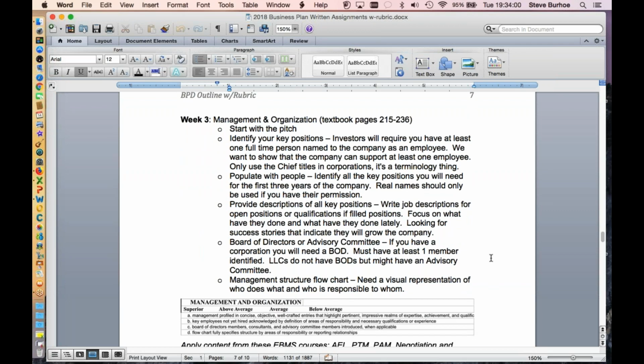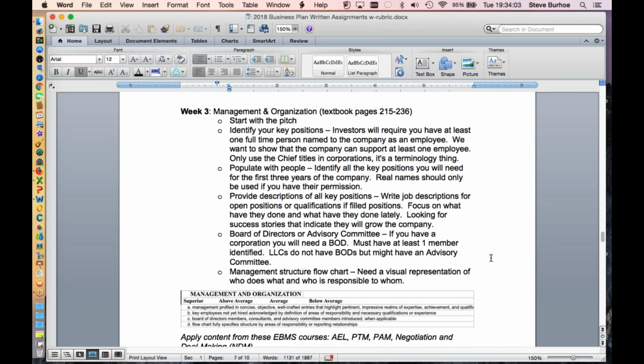The third chapter is your management and operations, management and organization. So again, start with the pitch and then tell me what are your key jobs. Now, if you're going to be adding people down the road, just identify what jobs and when you're going to add those jobs. Now, investors are going to want at least 1 real name. And it can be you. It doesn't have to be, but you need at least 1 real person that's full-time. And we do that primarily so that when we get into the financials, we make sure that your business can at least support 1 full-time person.